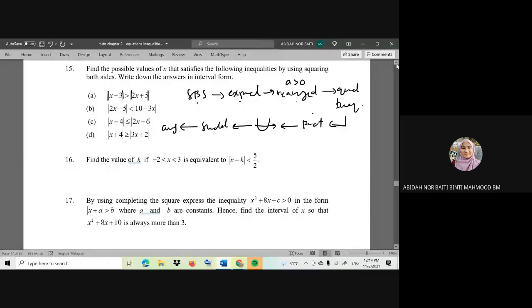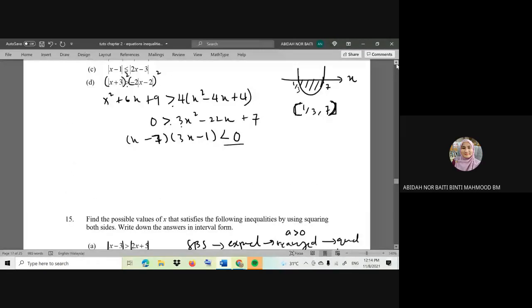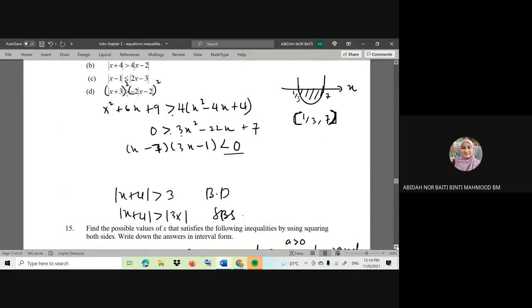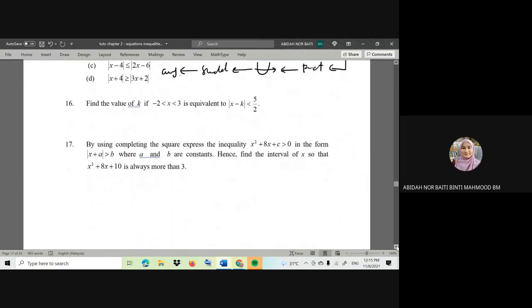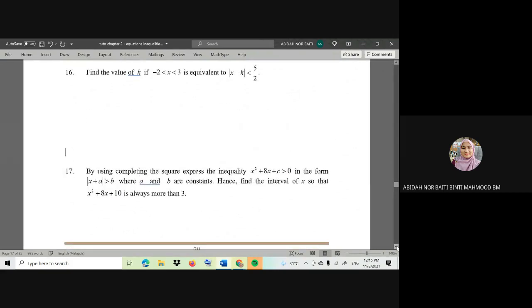Boleh? Kita pakai basic definition kalau one side sahaja yang ada modulus. X plus 4 greater 3. Ini biasanya kita pakai basic definition. Kalau both sides ada modulus, biasanya kita pakai SBS. Boleh, madam. Okay, for question number 16, ada masalah tak nak buat number 16 ni?